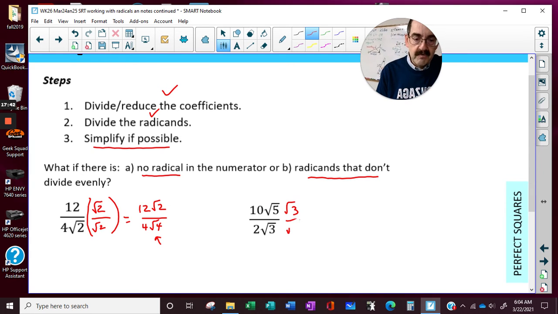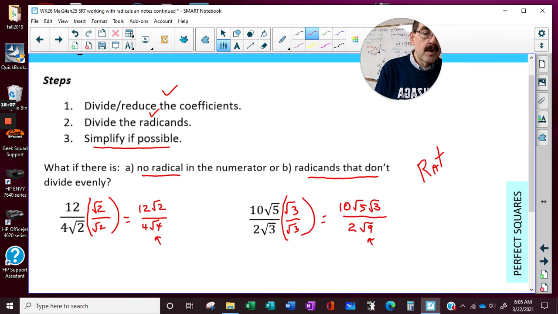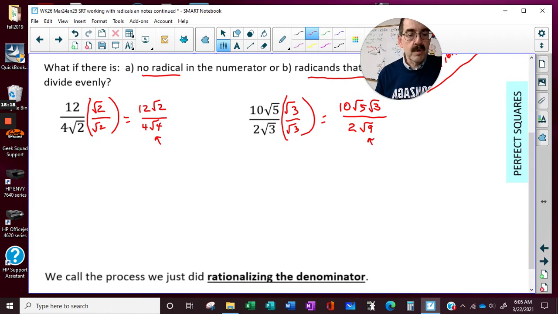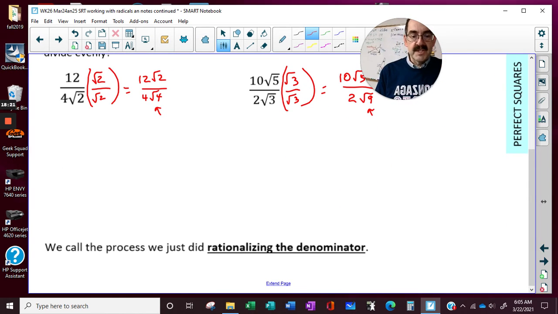Multiplied by the square root of 3 over the square root of 3. That's nothing more than a 1. We know that the square root of 3 times the square root of 3 is the square root of 9. Square root of 9 is 3. Okay, so now we have 10 radical 3 radical 5 over 2 radical 9. We know that's a 3. Okay, so this is called to rationalize. Okay, to rationalize. All right, and if we have time, we'll come back and work on these. Okay, we just did the process of.